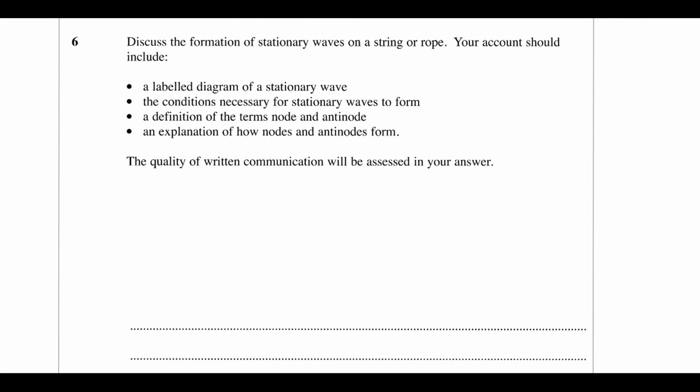So question 6 is a longer answer type question, and it wants us to discuss the formation of stationary waves on a string or rope. Your account should include a labeled diagram of a stationary wave, the conditions necessary for a stationary wave to form, and a definition of the terms node, antinode, and explanation of how they form.